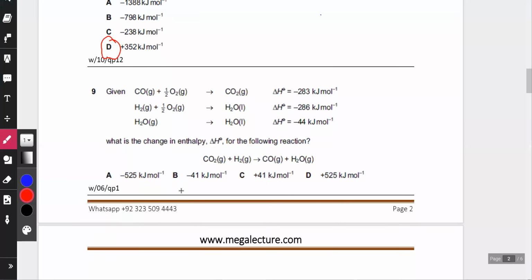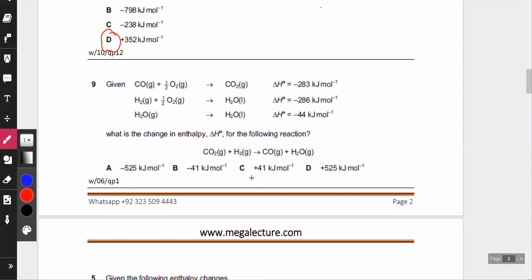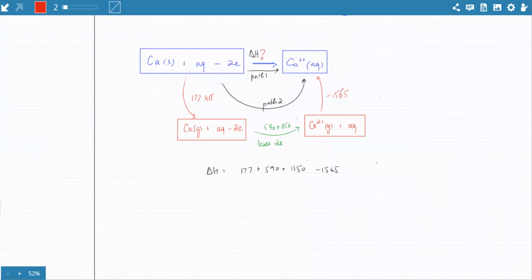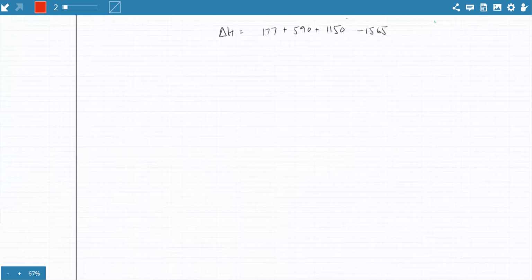Okay, so let's try and do this question now. If you look at this question, you're being asked to find the enthalpy change of this particular reaction. If I copy this, it's carbon dioxide gas plus H2 gas, and it forms carbon monoxide plus H2O, I think. Let me just have a look.